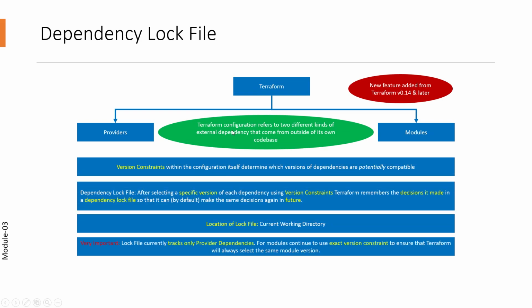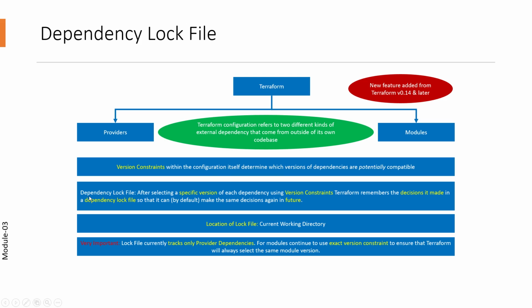So as we all know, when I say dependency lock file, in Terraform we have something known as providers, as we have learned. And in the new features, if you have Terraform version 0.14 and later, you will get something on providers with the modules, everything. The Terraform configuration refers to two different kinds of external dependency that come from outside of its own code base. First, version constraints within the configuration itself determine which versions of a dependency are potentially compatible. Okay, and I will show you what I mean.